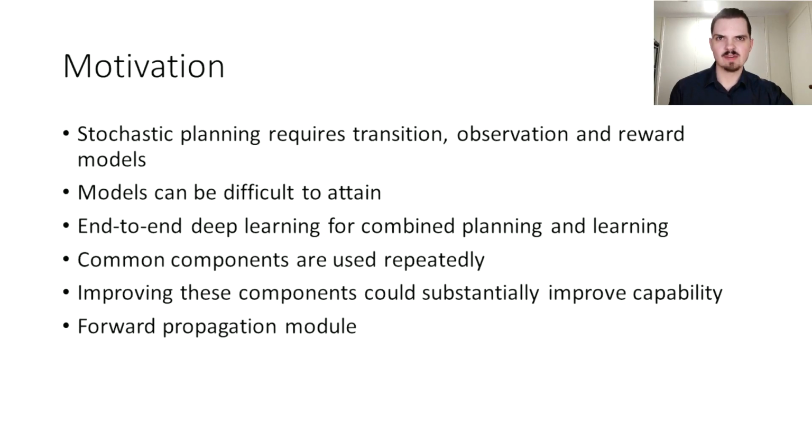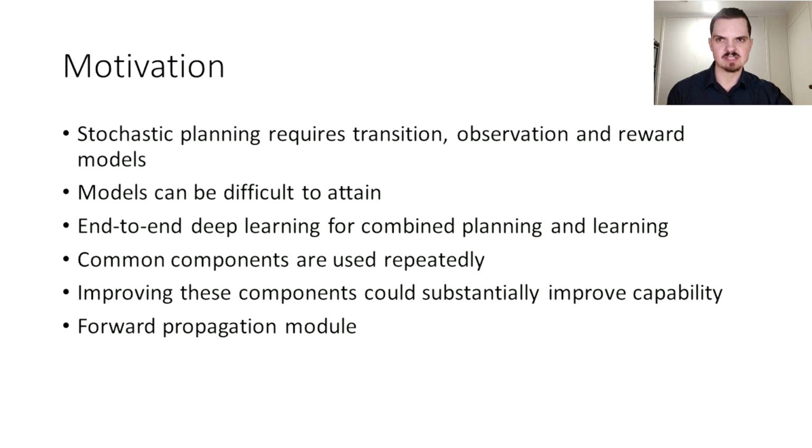We will begin with motivation. Stochastic planning requires stochastic models of the state transition, observation, and objective functions. However, such models are not always available, and attaining them can be difficult, especially when the dynamics of both the robot and the environment must be accounted for.